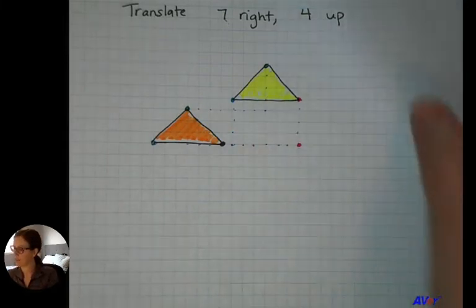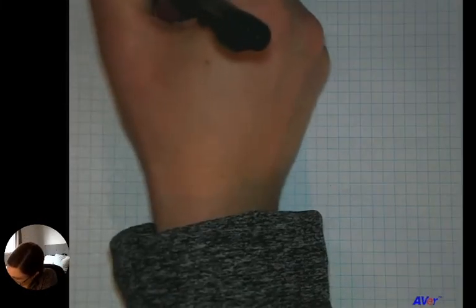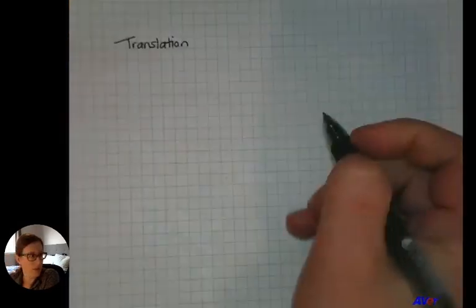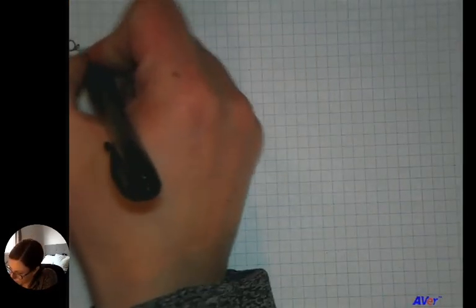Okay, and the last thing that you could be asked to do in a translation activity is to describe a translation that was already done for you. So what you could get is something like this. So it would be, this is a translation, and they're going to ask you, oops, you guys can't see that. There we go. They're going to ask you to describe.